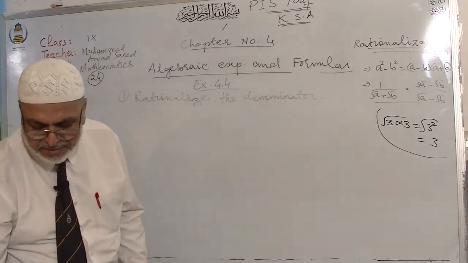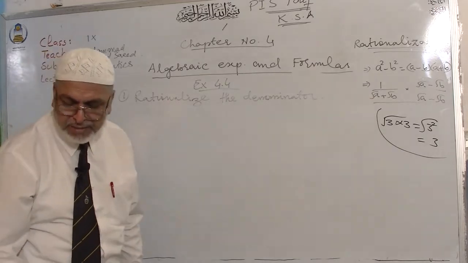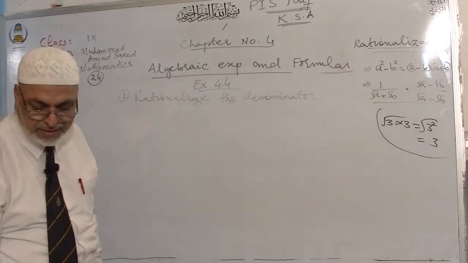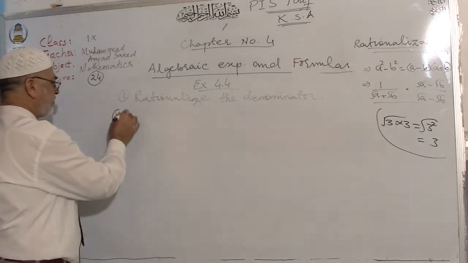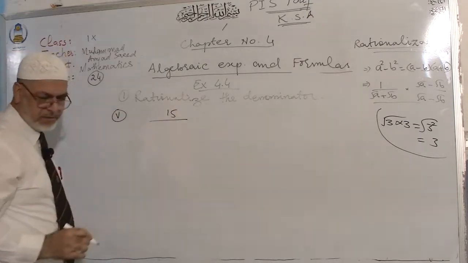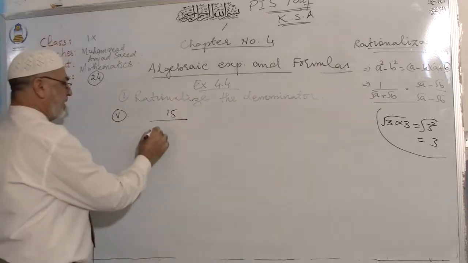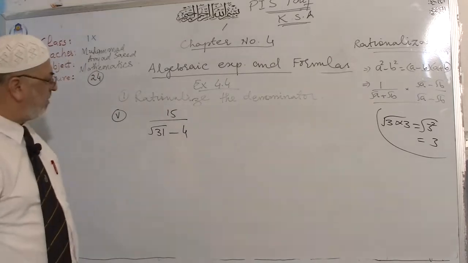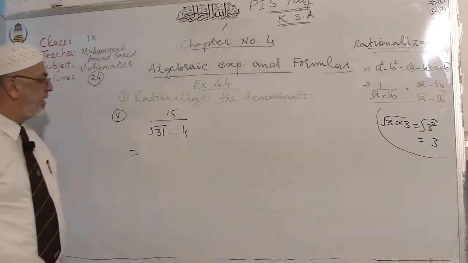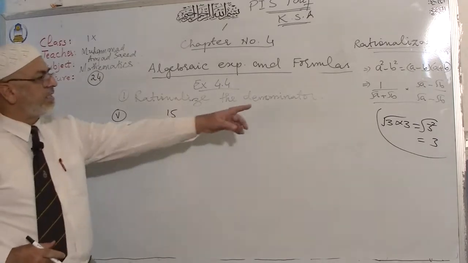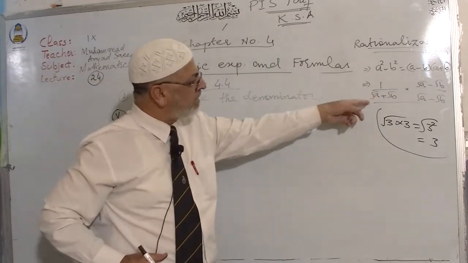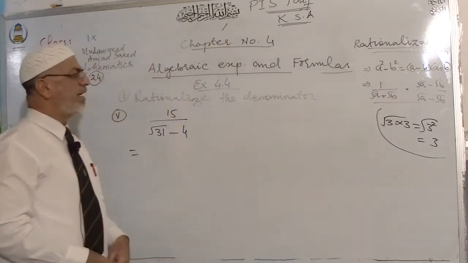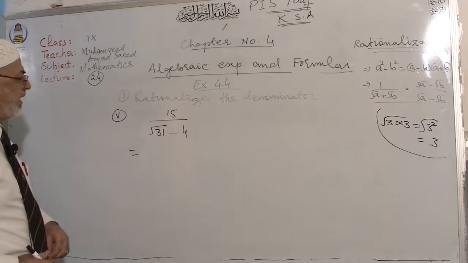After that, we have parts number 4, 5, 6. They are similar. So I am taking part number 5: 15 over root 31 minus 4. Remember that I told you, if you have two terms like this, you have to multiply above and below by the conjugate. Conjugate means simply changing the sign in the center.